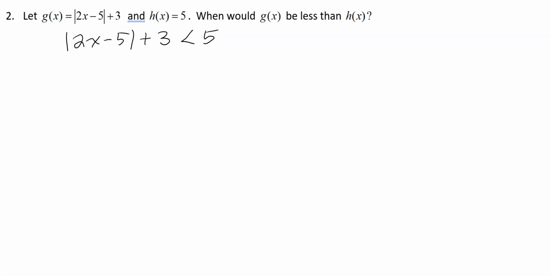So 3 steps, if you want to count your summary of your solution. 1 is solve the associated equation. 2 is put that on the number line and test the intervals. And then 3 is to go ahead and state your solution using interval notation. Okay, so a 3 step process.